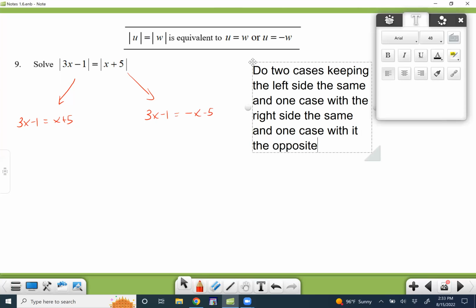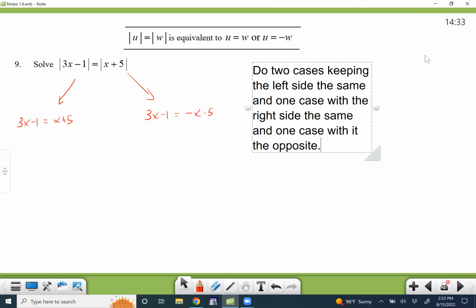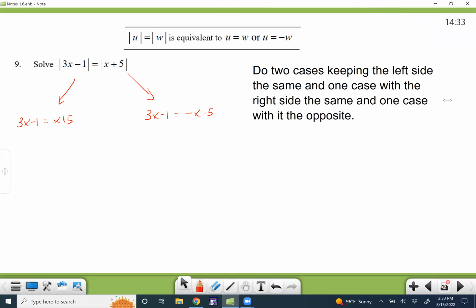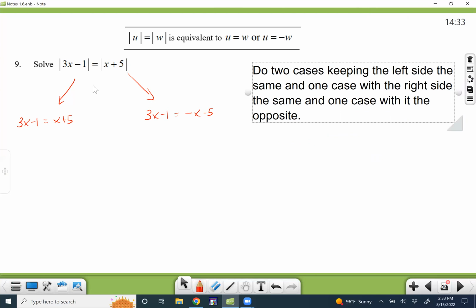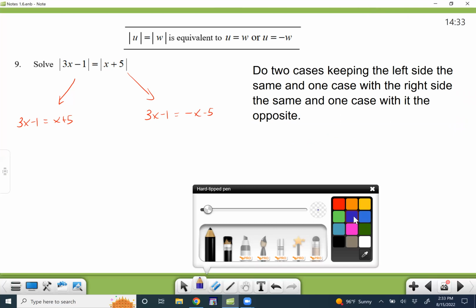When I say opposite, I mean literally the opposite. So whatever signs are there, do the exact opposite of those signs. So here it was a positive and a positive. So over here I did a negative and a negative. You're just always going to change both signs on the right-hand side, okay? All right, so let's go in here and solve these guys.